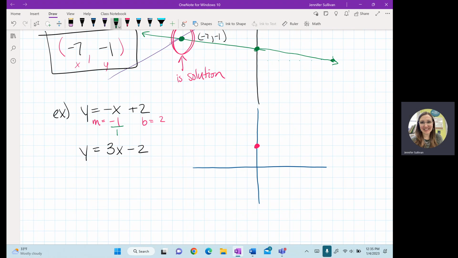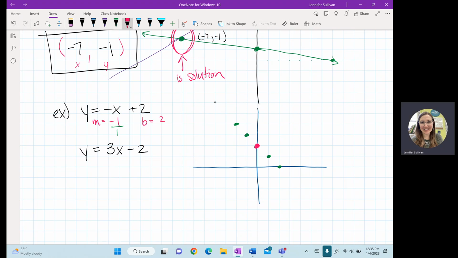And then we do our movement. So this is a negative on top, so we're going to go down 1, but then the 1 in the denominator is positive, so we're going to go forwards. Down and forwards, down and forwards, 1 over 1. Same thing, we can go backwards: up 1, backwards 1. Up 1, backwards 1. We just flip where the negative's at.